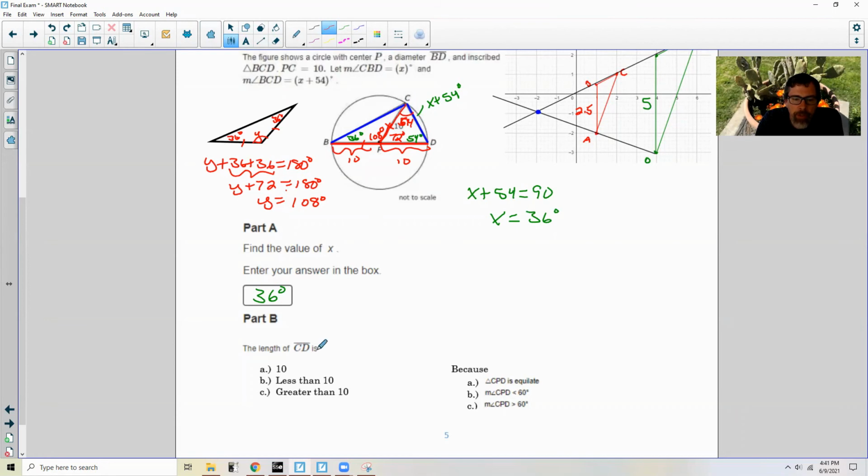Okay. So it is greater than 10 degrees. It's longer than the radii because the measure of angle CPD is greater than 60 degrees.